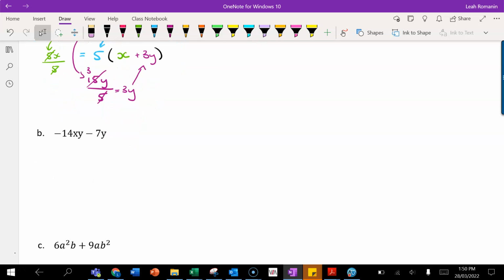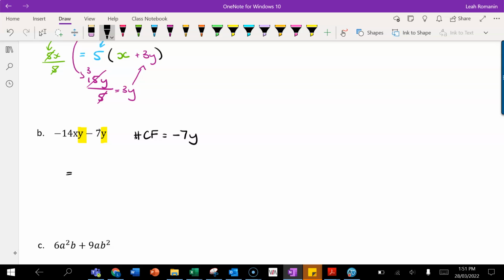So here we have some negative numbers. For my highest common factor, let's always start with the numbers. Never do the letters first, start with the numbers. Now, whether you take a positive or negative number, it doesn't really matter. I'm going to take a negative number because I always like to take out the negatives if I can. So the biggest number that goes into 7 and 14, I'm going to take out negative 7, because negative 7 goes into this number and this number. Now, you can see that I have some matching y's here, which means that I can now also take out a y because both of my terms have a y.